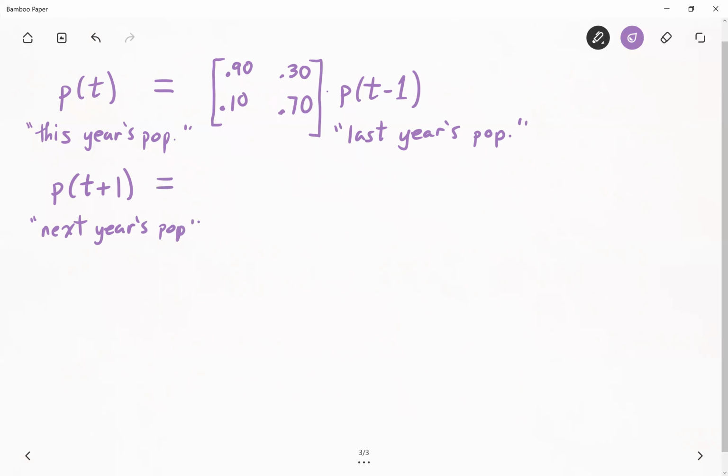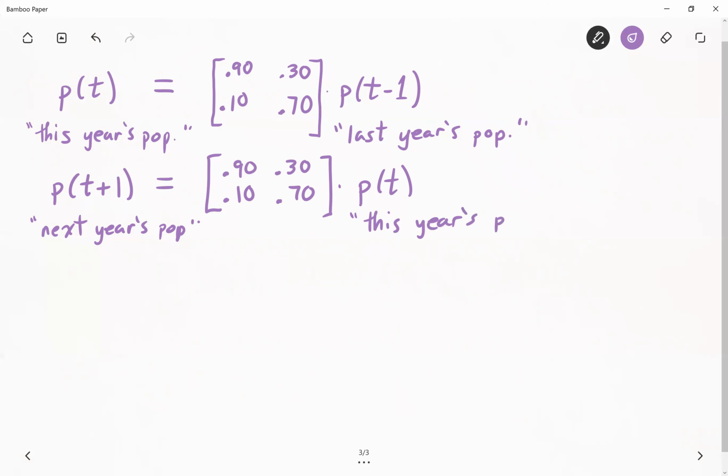And you can calculate next year if you know this year. Again, multiplying by the same matrix. Right, next year's population can be thought of as this matrix times the vector which stores this year's population. And the takeaway from this is to calculate the change in population from one year to the next, we're really performing a matrix multiplication.